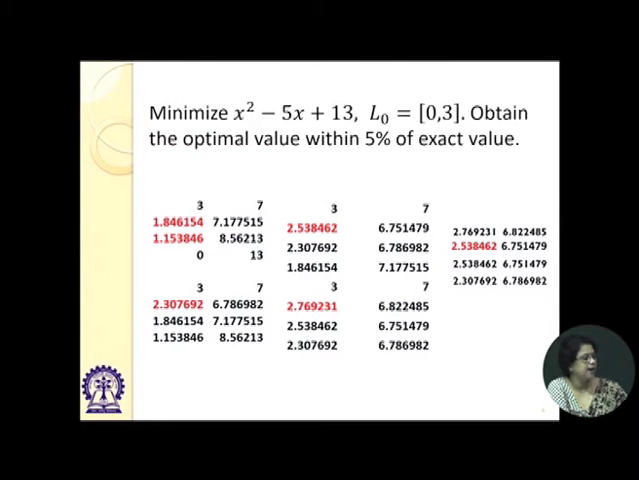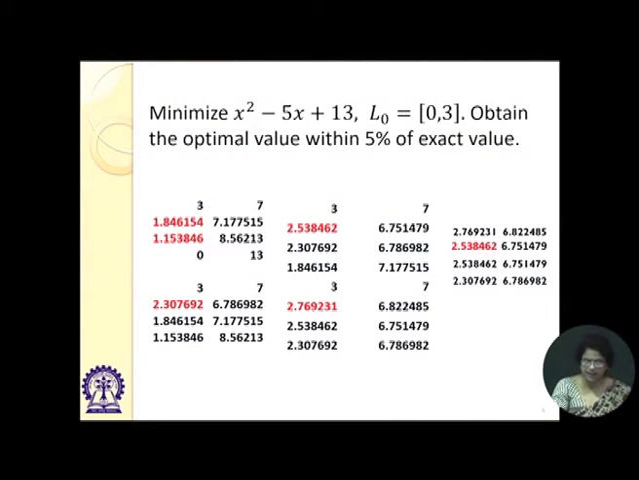Okay, and you see how many points we got through this iteration. We got a total of 6 points: 1, 2, 3, 4, 5, 6. Ultimately you will see both the values come the same, and that can be declared as the optimal solution. Now this is for the 5% exact value.